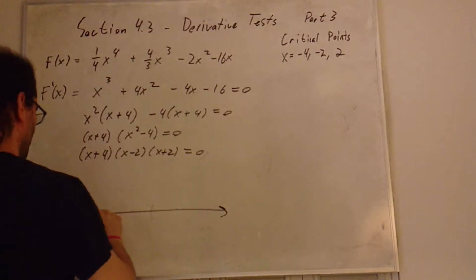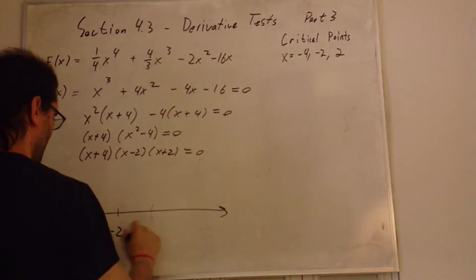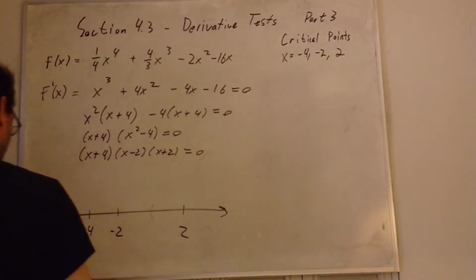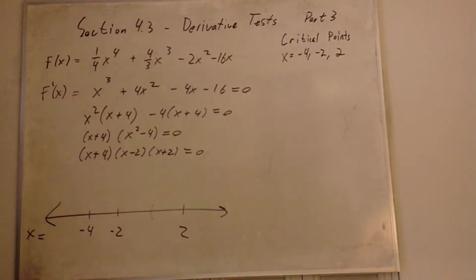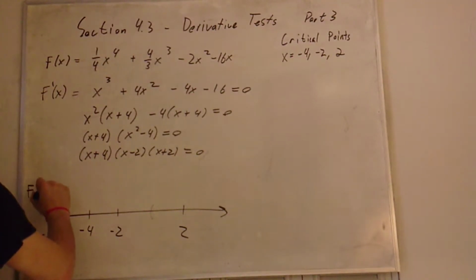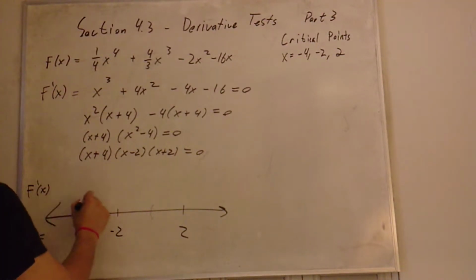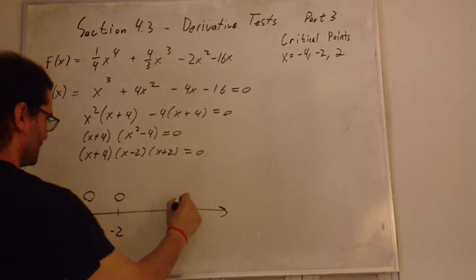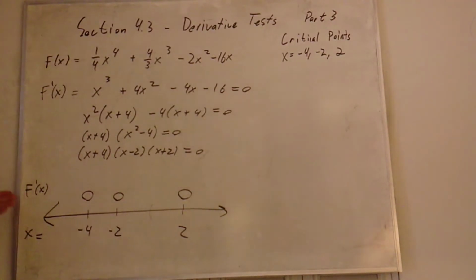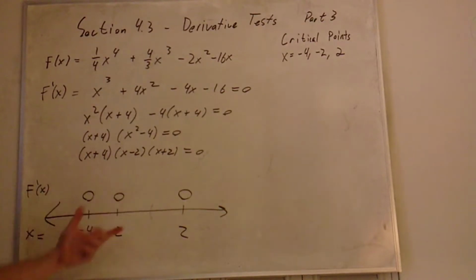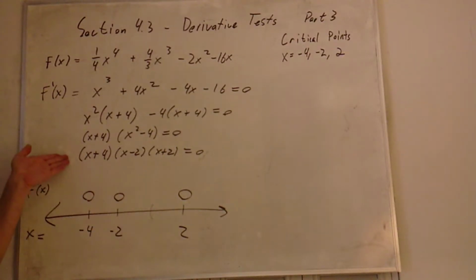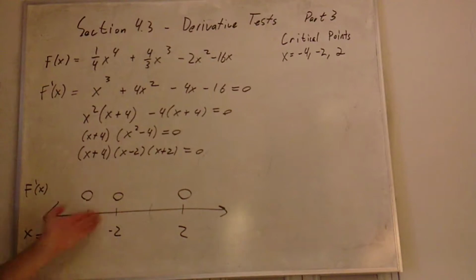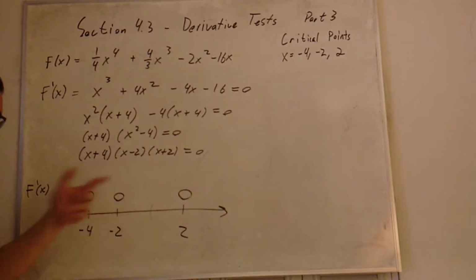On the first derivative test number line, I need to put my x values, negative 4, negative 2, and 2. These are what x equals. Above this, I'm going to mark the first derivatives. First derivative is 0 here, 0 here, and 0 here. First derivative has to be 0 at these points. That's what makes them critical points. They're on the number line because the derivative there is 0.